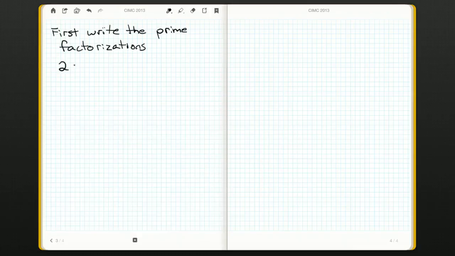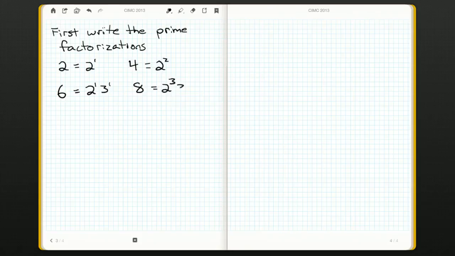So the prime factorization of 2 is just 2 to the power of 1. 4, that's another one of our numbers, is just 2 to the power of 2. 6 is 2 to the power of 1 times 3 to the power of 1. And 8 is just 2 to the power of 3. Now, if we wanted to be complete and compare these all, we would add in 3 to the 0s. That way we always have 2 to the something times 3 to the something for each one of our factorizations.